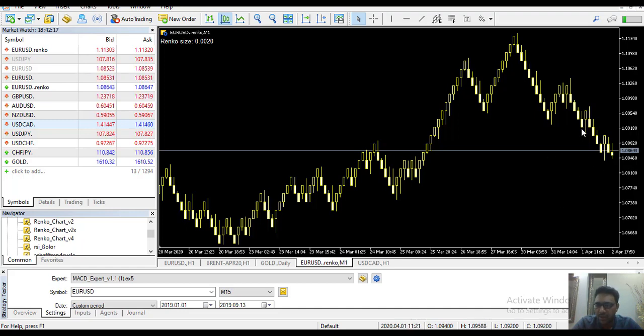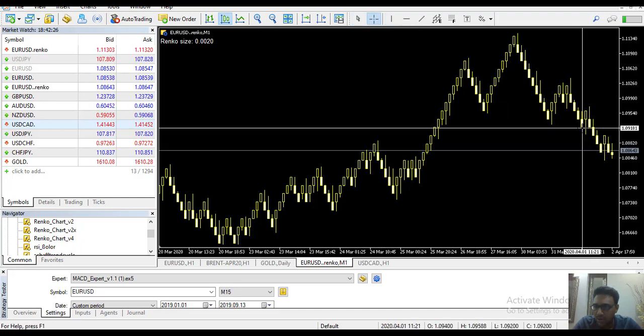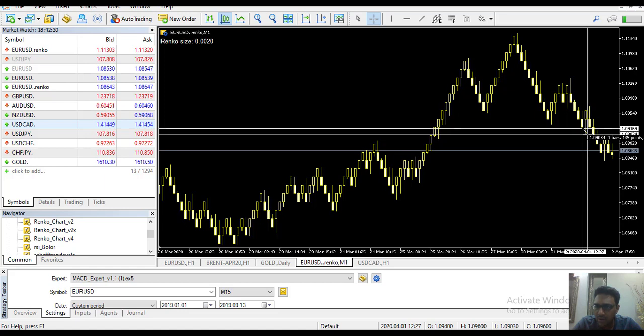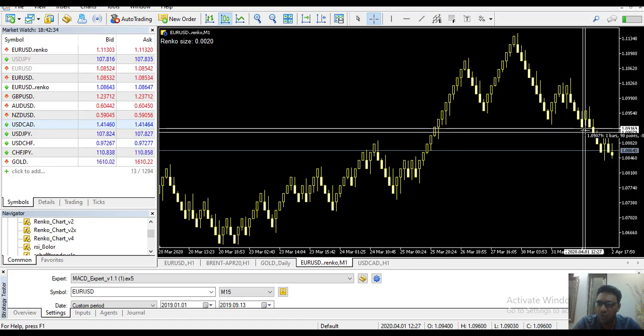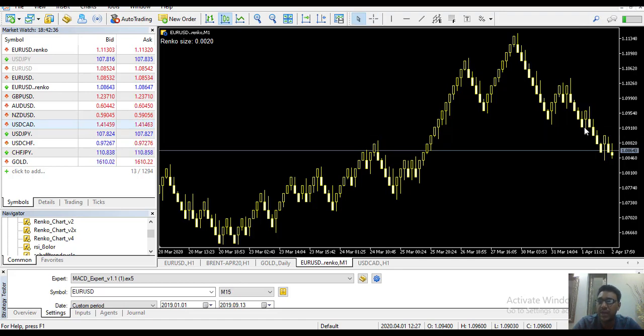Another example. Okay, let's look at this one. Red brick, it moved down, but it didn't complete the 200 points down. Let's see how much it covered. It almost covered 135 points, right? 135 points, and then it moved up again. So the brick wasn't complete, but the wick shows that the price moved down and up. And since it moved up 200 points, a new brick was formed.